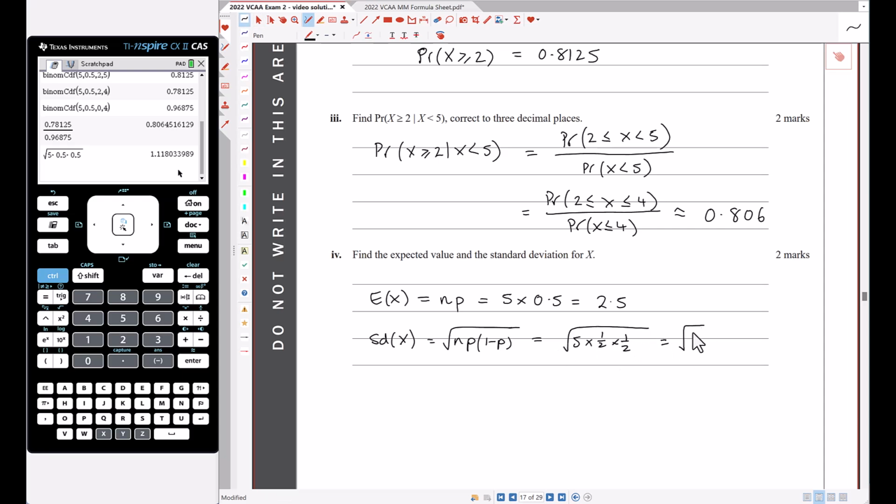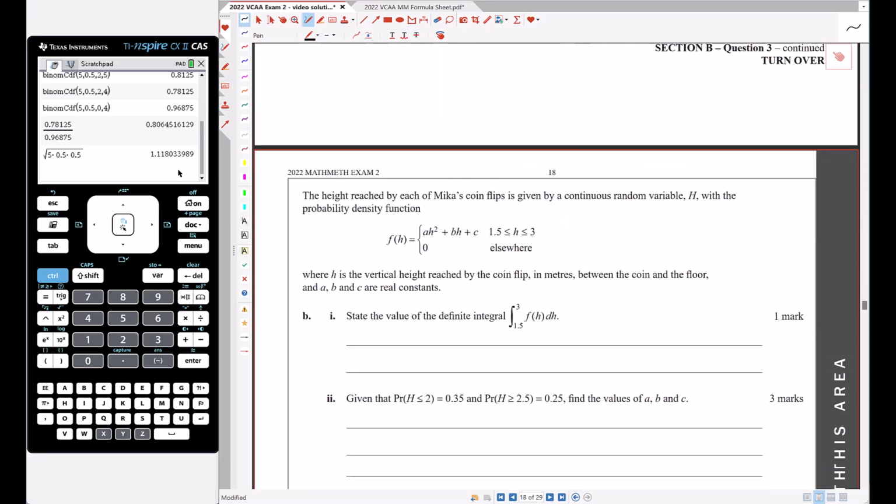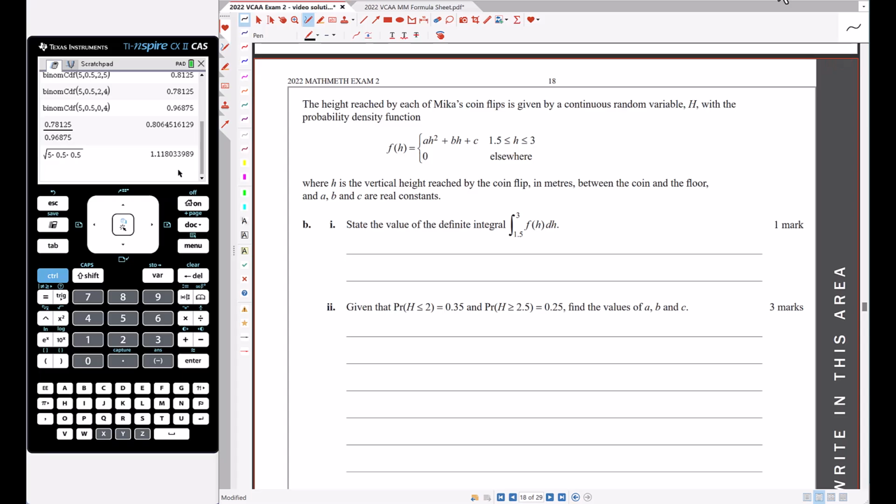So that's the square root of 5 quarters, which is root 5 on 2 as an exact value. Okay, so the height reached by each of Mika's coin flips is given by a continuous random variable h with the probability density function this, where h is the vertical height reached by the coin flip in meters between the coin and the floor. State the value of the definite integral that.